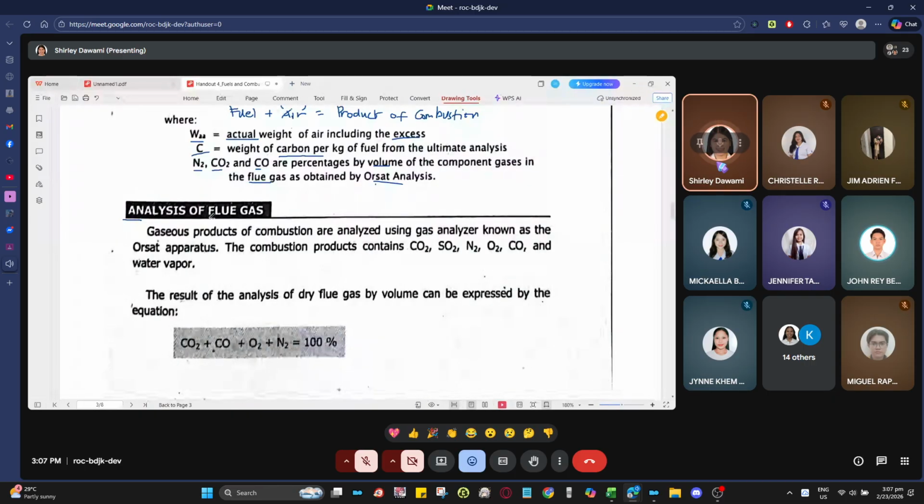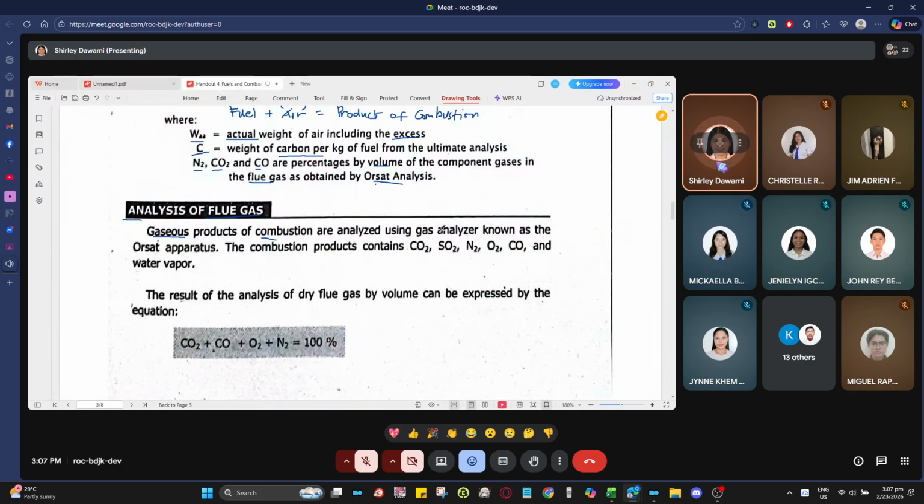So, ano man ang flue gas? Exhaust gas from combustion. Yes, no. So these are the gases, a mixture of gases that leave the combustion chamber. So gaseous products, a mixture of gases.